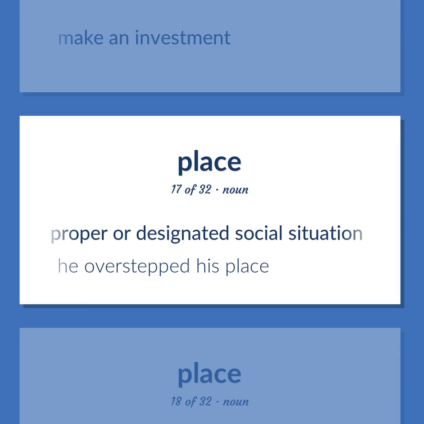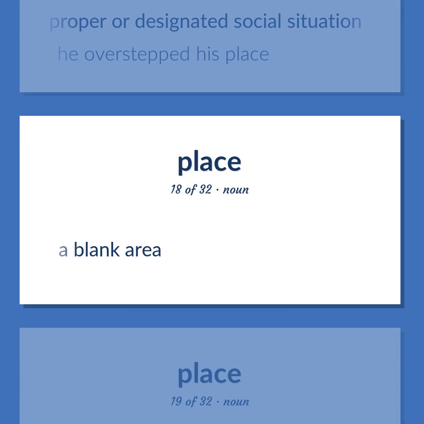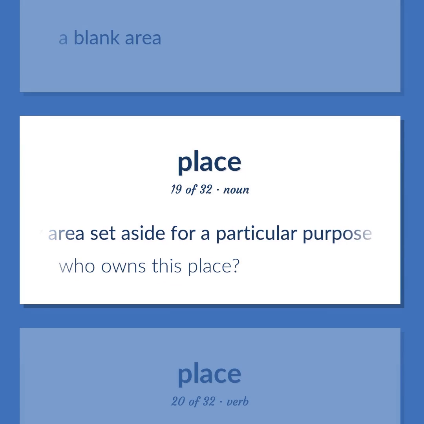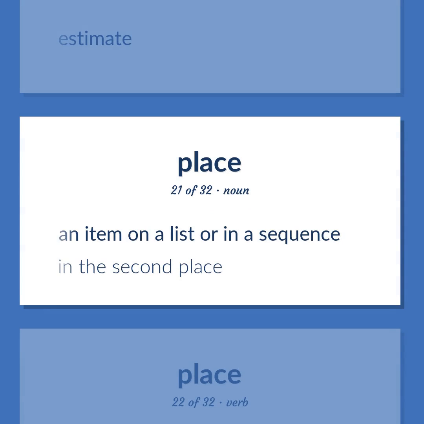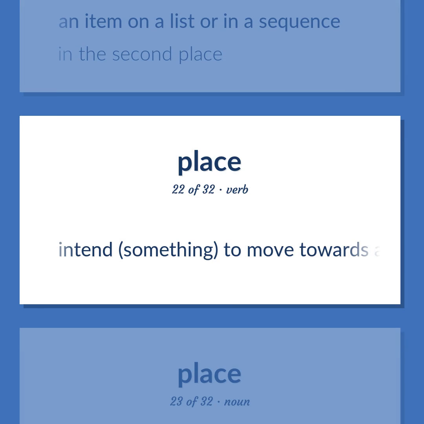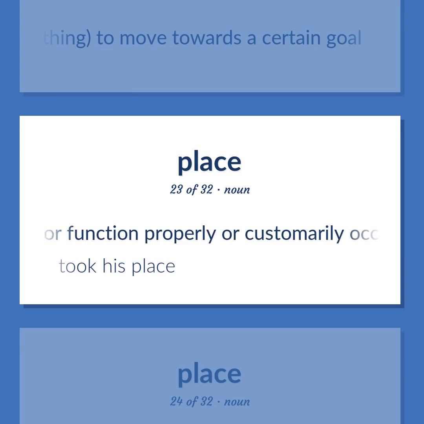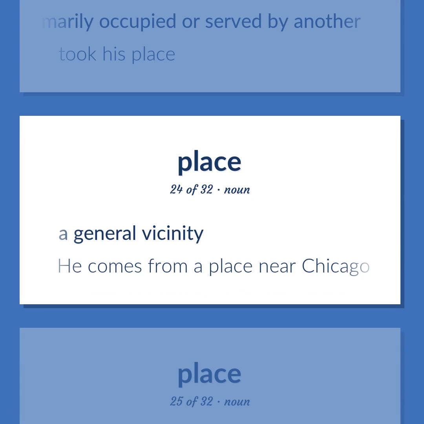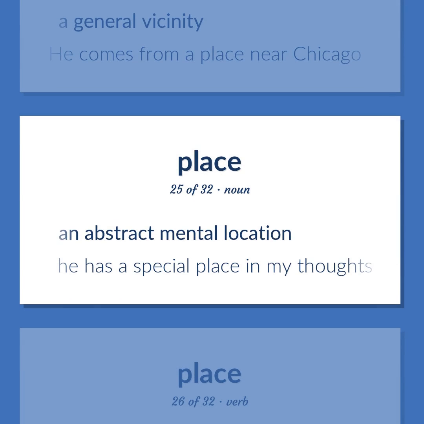Proper or designated social situation. He overstepped his place. A blank area. Any area set aside for a particular purpose. Who owns this place? Estimate. An item on a list or in a sequence. In the second place. Intend something to move towards a certain goal. The post or function properly or customarily occupied or served by another. Took his place. A general vicinity. He comes from a place near Chicago. An abstract mental location. He has a special place in my thoughts.